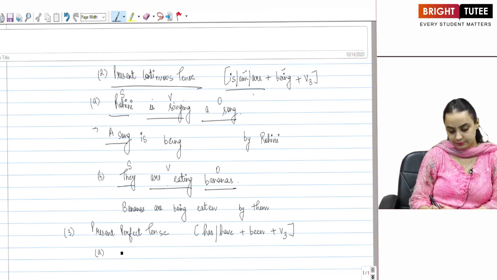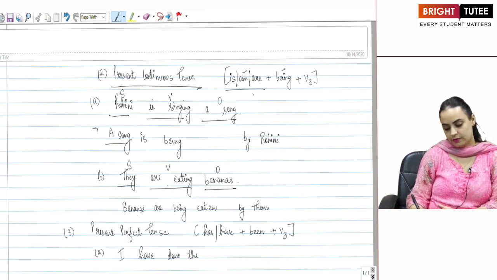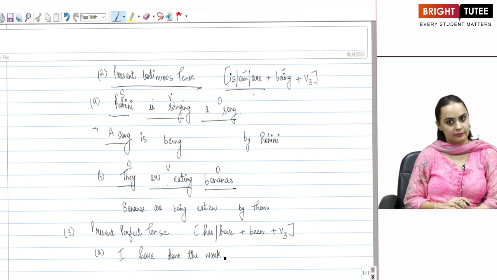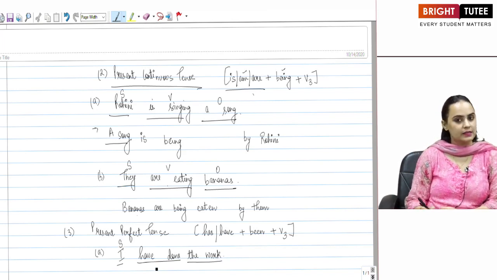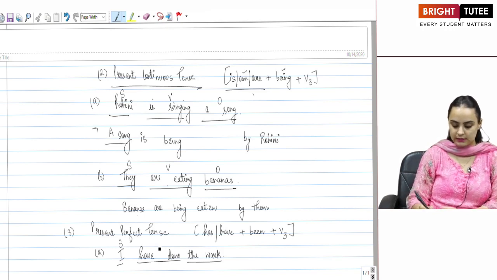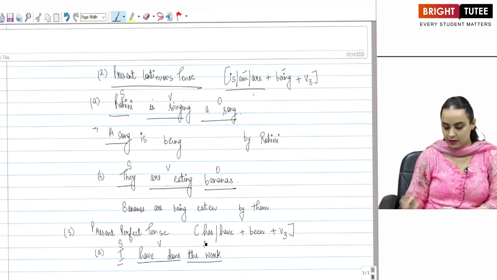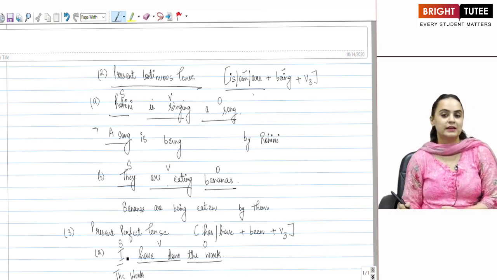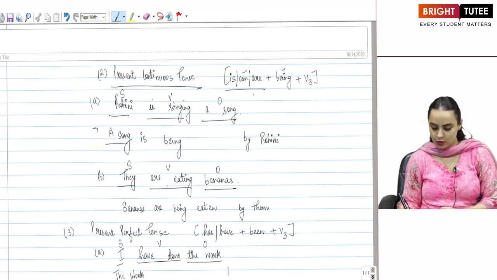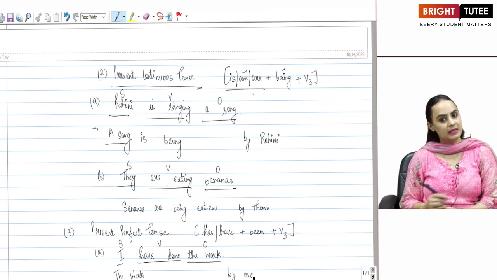If I say, I have done the work. So again, my first instruction will always remain the same, that divide the sentence into three parts. I is my subject, have done is my verb, and the work is my object. Object becomes the subject, so the work. Subject becomes the object, I changes to me. And we add by before it.